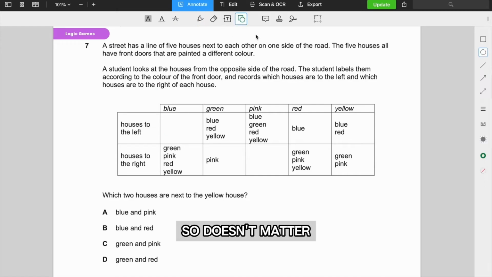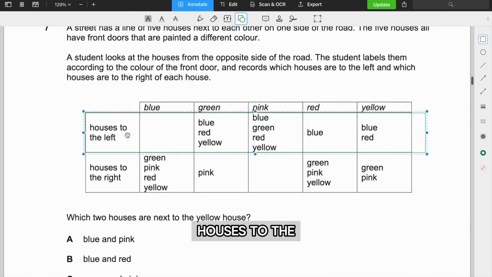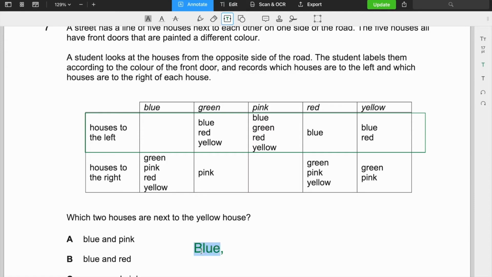So it doesn't matter which row you choose, but if we just focus on perhaps the top row, houses to the left. So if we look at blue, there are 0 houses to the left of blue. So what does that mean? That means that the blue house is on the very left, okay? That means the blue house is on the very left.